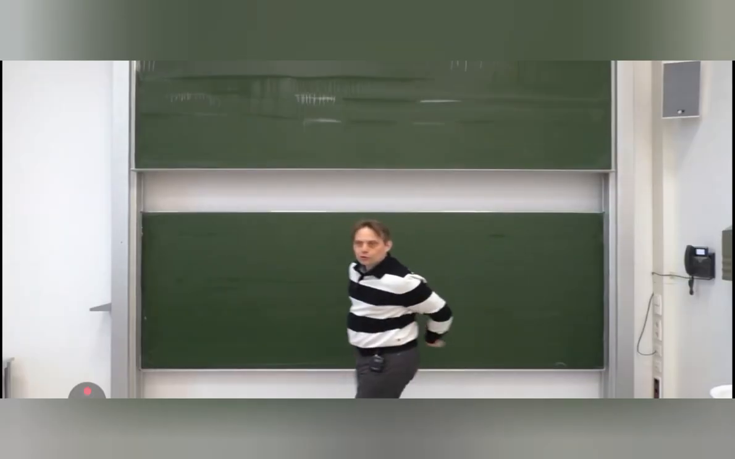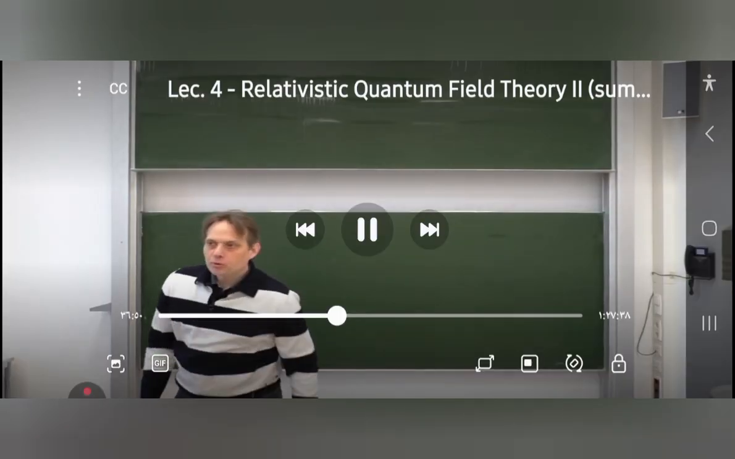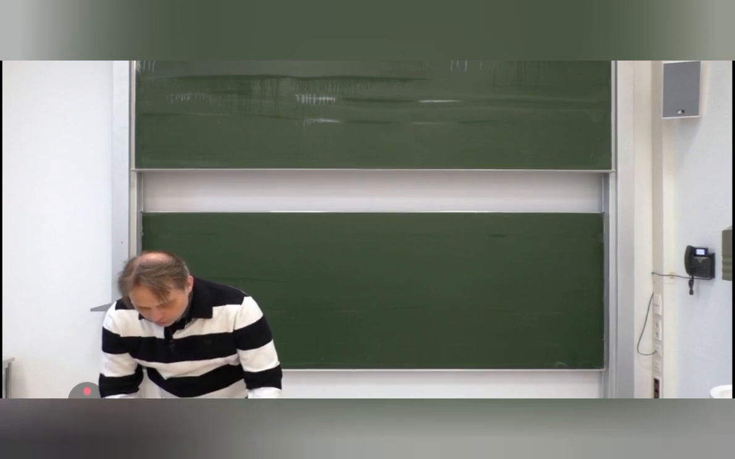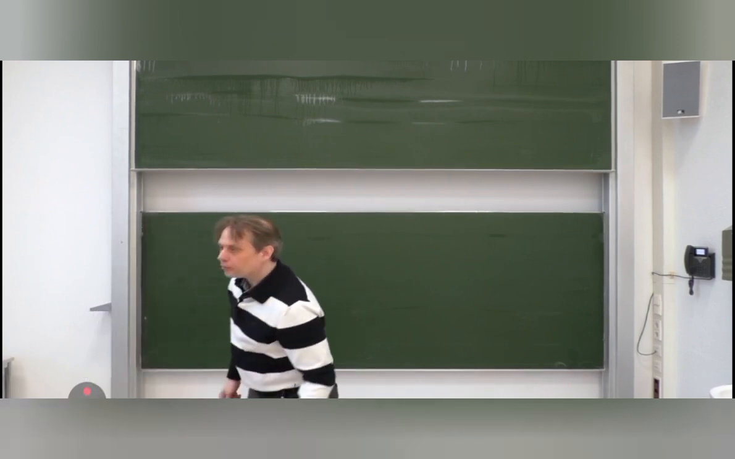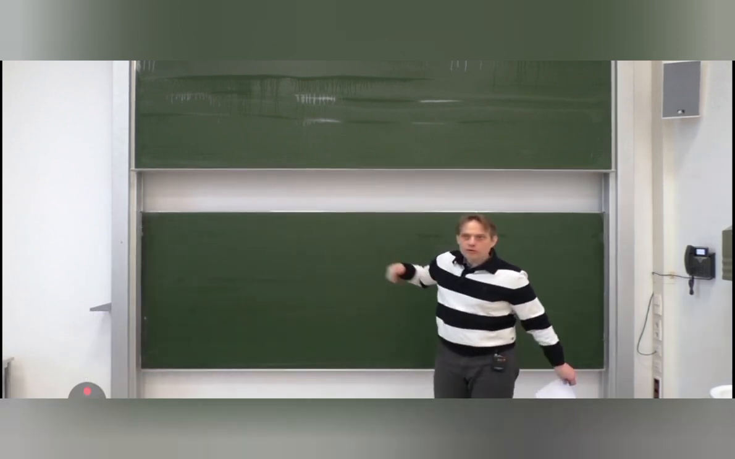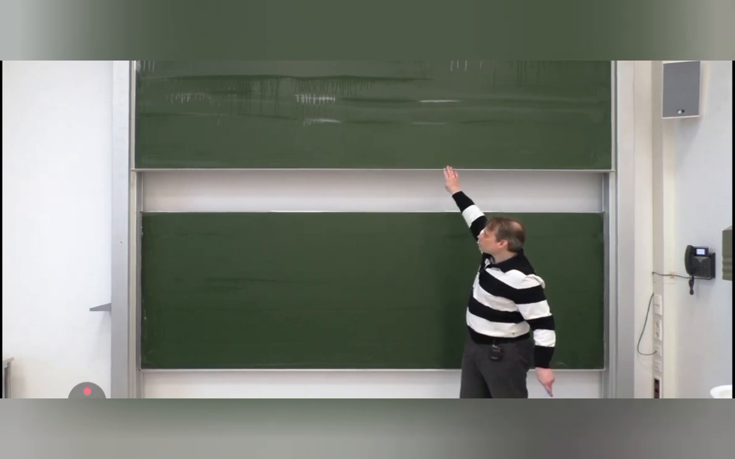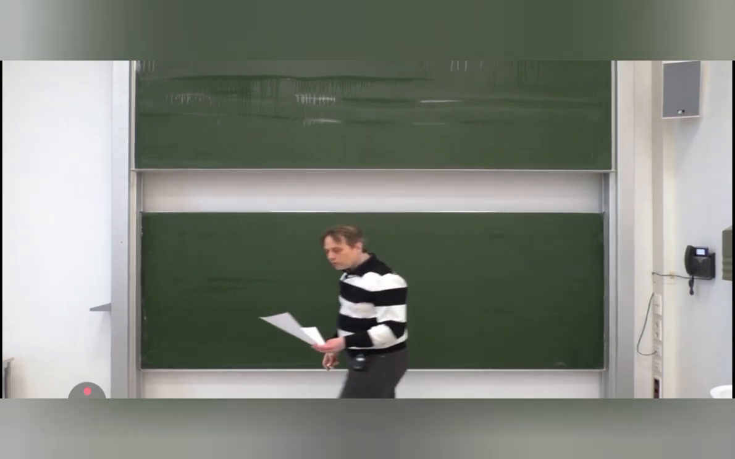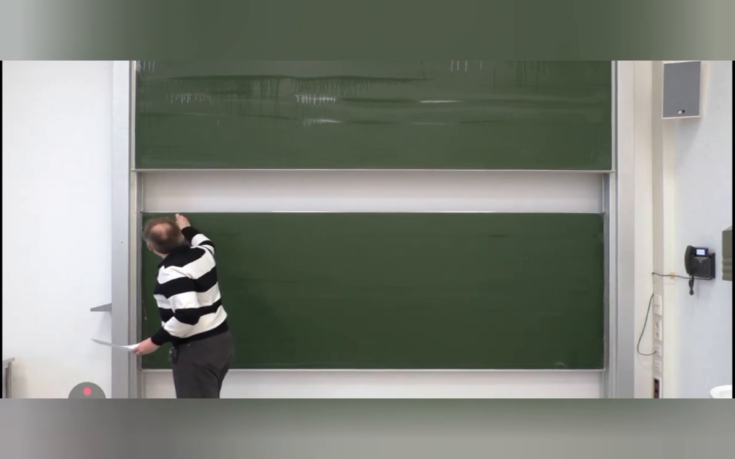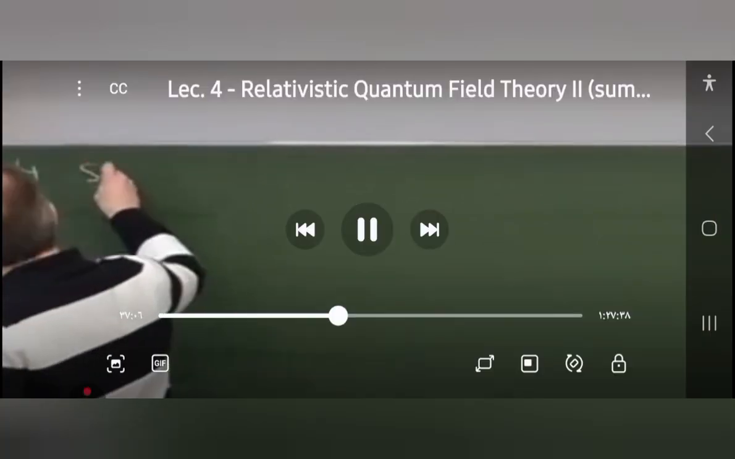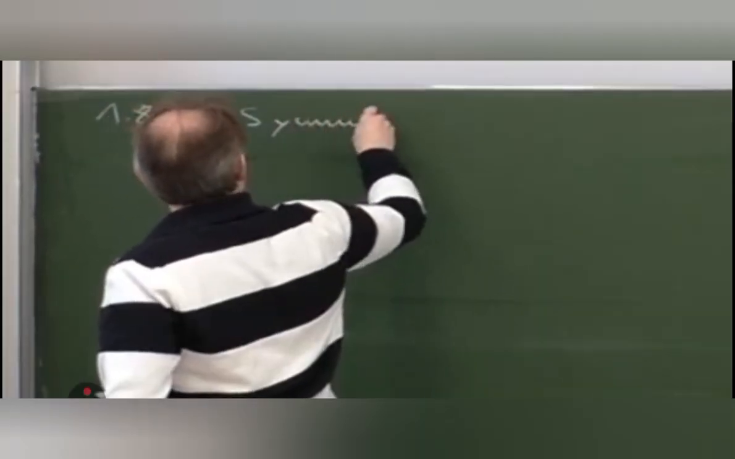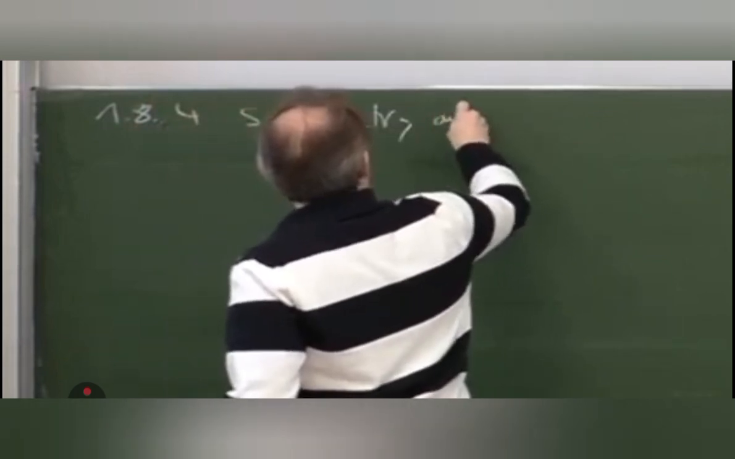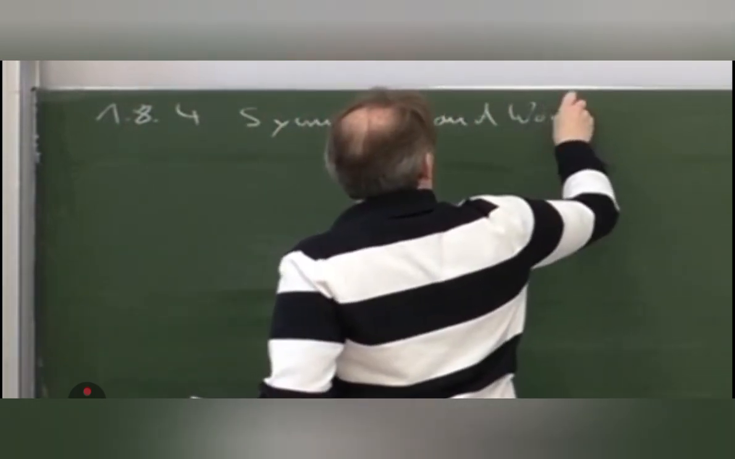So, let us come to our next topic, which is another way to derive similar exact identities between green functions, but this time connected with symmetries, and these are the so-called Ward identities. So let us discuss symmetries and Ward identities.